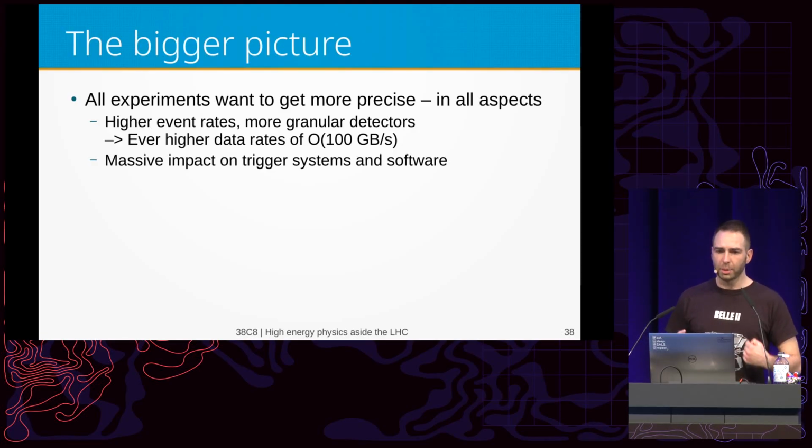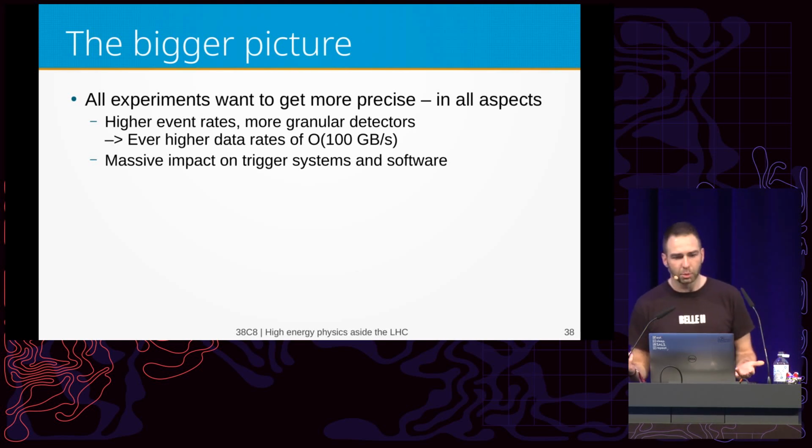Now coming to the bigger picture. All experiments really want to get more precise, in all aspects. We also want to take 10 times more data per second than we currently do. In addition, we want to get more granular. A more granular detector means we're going from hundreds of micrometers for pixels to 20 micrometer pixel size, which means you will have hits and signal in way more pixels, so way more data coming from your detector. You could have terabytes of data per second coming from a detector that you have to digest in your readout system, further analyze, and then store.